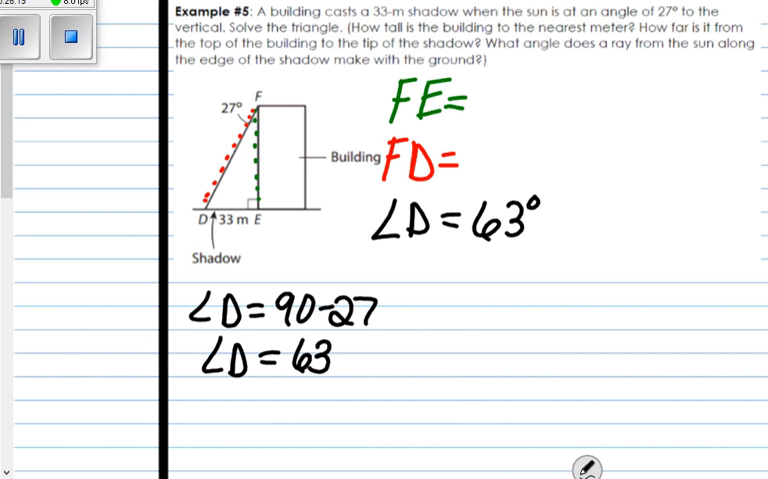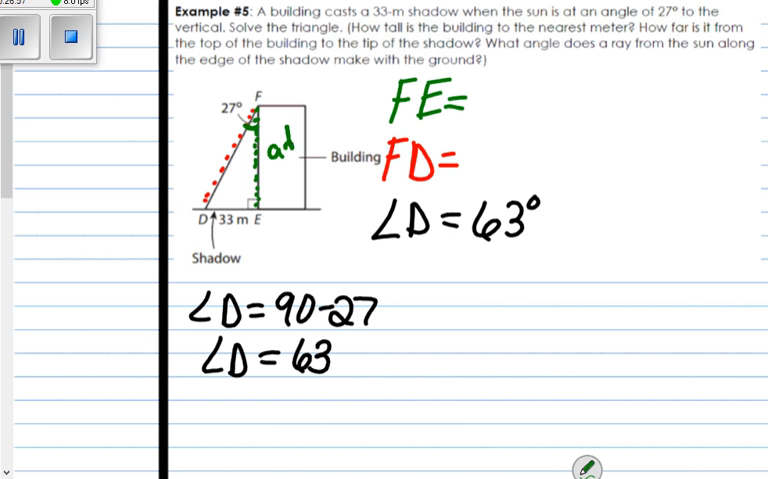Okay. So now we need to find FD or FE. I would say let's find FE first, because if we know FE, we can use the Pythagorean Theorem to find FD and not have to use sine, cosine, tangent again. Okay? So from the perspective of 27 degrees, we're going to find FE. What side is FE from the perspective of 27 degrees?